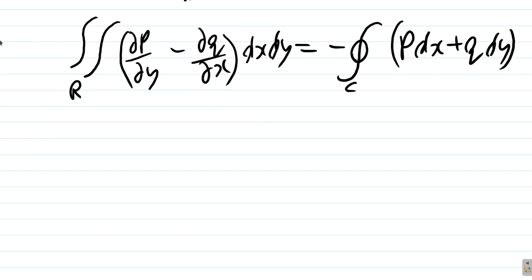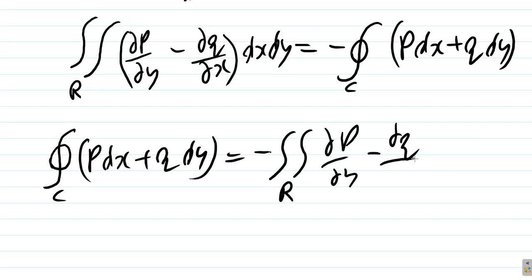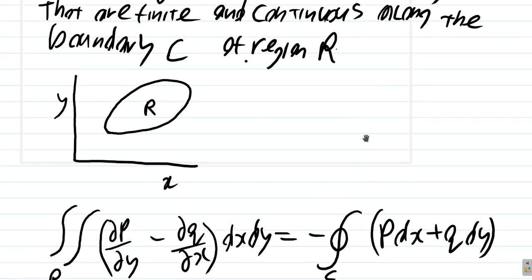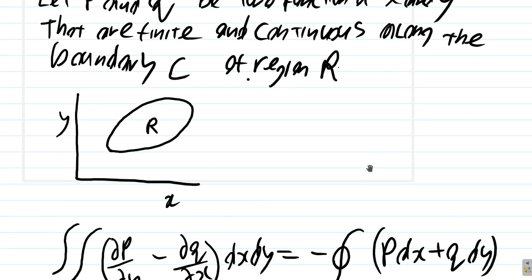Now, I like to write it this way because what is presented would be something like this. First, the integral of P dx plus Q dy is equal to negative the double integral along the region R of delta P by delta Y minus delta Q by delta X dx dy. So whether you switch the right to left or left to right, this is the statement of Green's theorem.